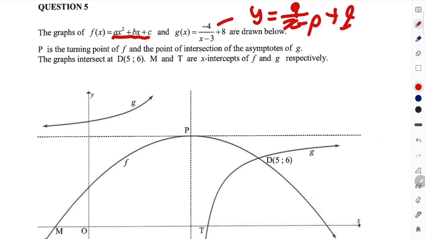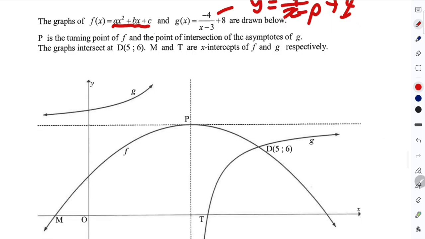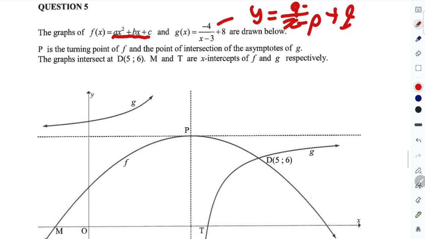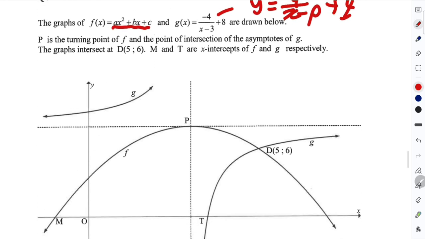And remember I said when the value of a is positive, you find your graph in the first and third quadrant, but if it's negative, second and fourth. And let's look at this, my a is negative, and you see my graph is in the second and fourth quadrant, so it works. Okay, so I know that that's correct.